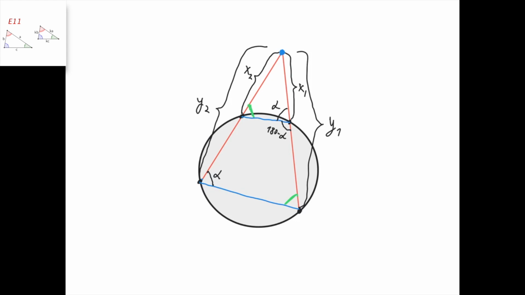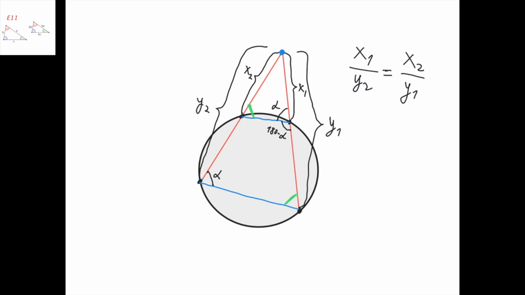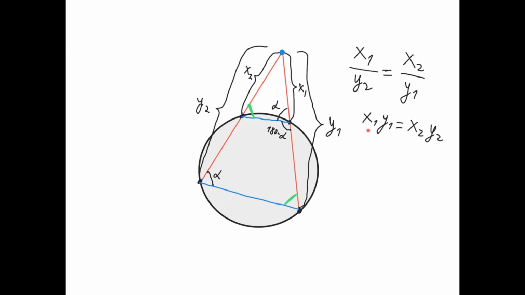So this time, x1 divided by the corresponding side in the other triangle, the one that lies against the green angle, which is y2. So x1 divided by y2 equals, and then the other two corresponding sides, x2, the one against angle alpha, divided by y1, the one against angle alpha again. And that's how we get this equality. Now we can multiply both sides by y1, y2, and then we get x1 times y1 equals x2 times y2.